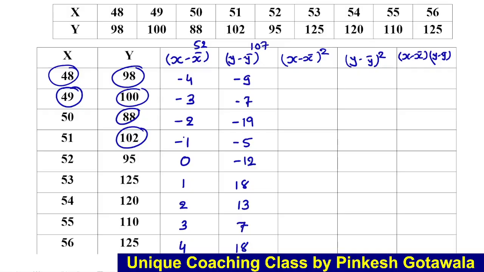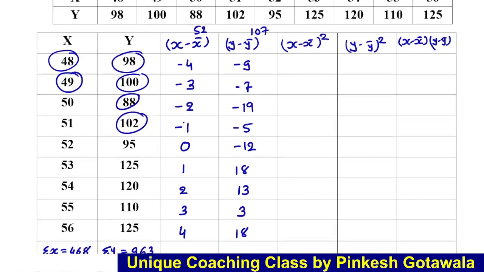And remember one thing, I told you in every video: in every sum, the total of x minus x bar and y minus y bar must be 0. If 0 does not come, then understand that there is some mistake. So before starting the squares, just check that the total is 0 or not. Here our total is 0, so it is okay. Do the tally in every sum, so that if there is a mistake, we find it right there.